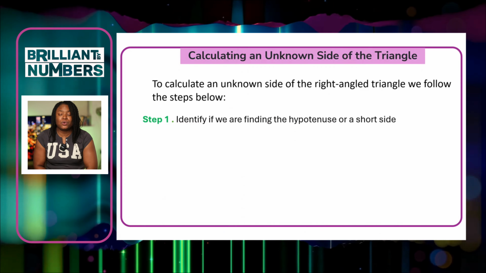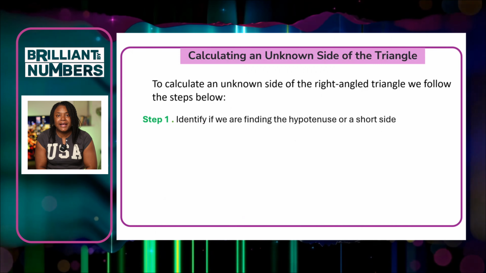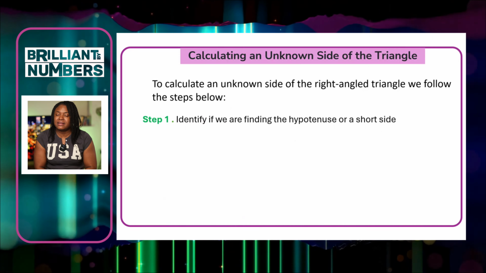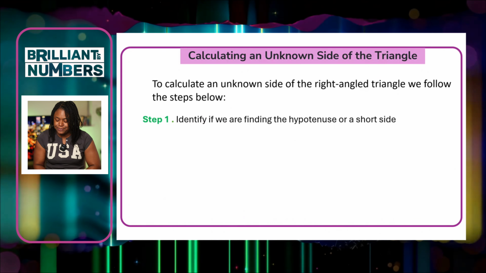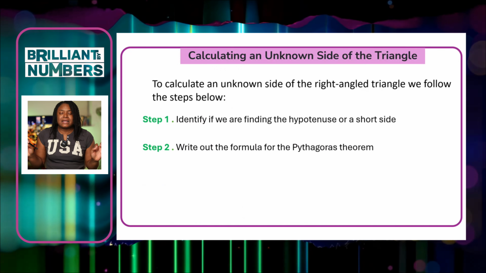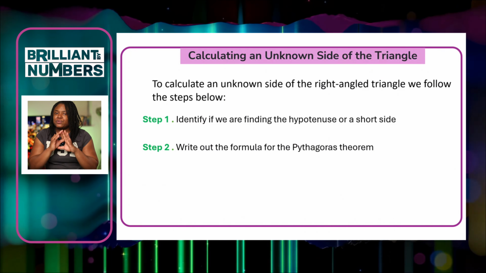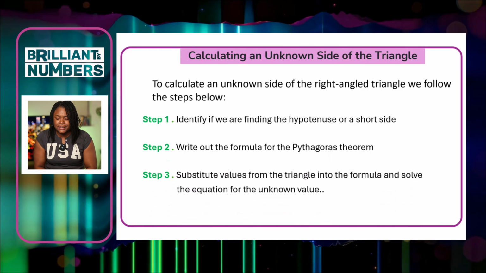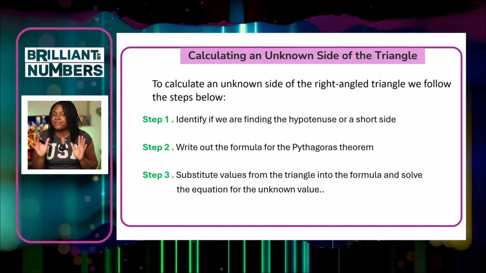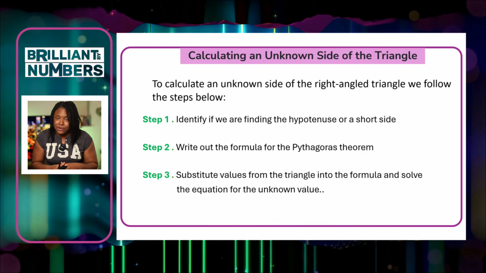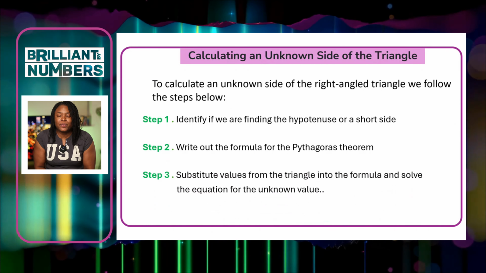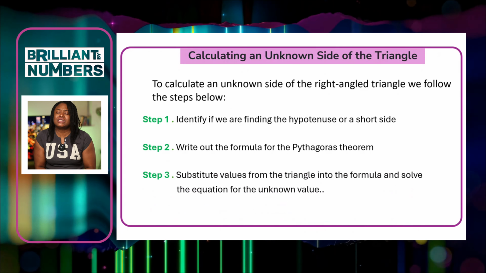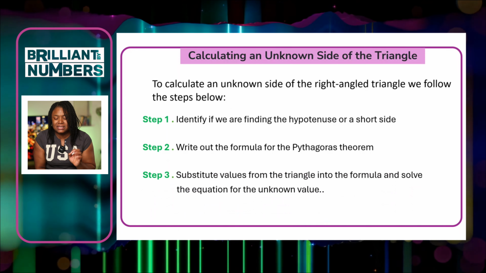So step 1, we must first of all identify if we're finding the hypotenuse or if I'm finding a short side. That is very, very important. Second step, we write out the formula. It's always a good idea to write our formula out and then substitute directly into the formula. That leads us to step 3, which is substituting into our formula and then solving the equation for the unknown value.